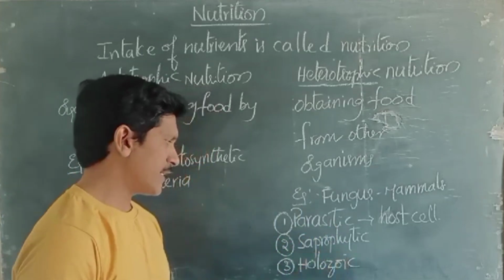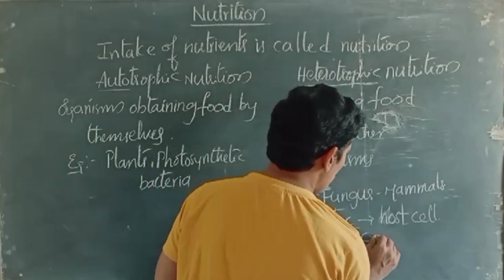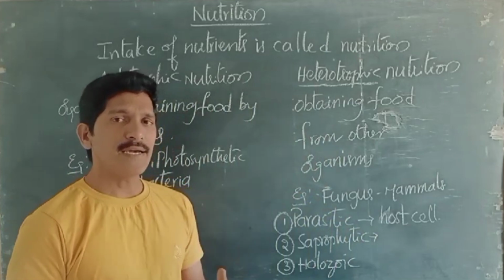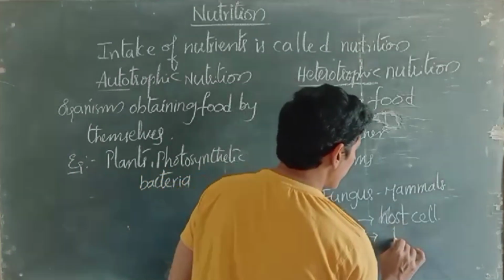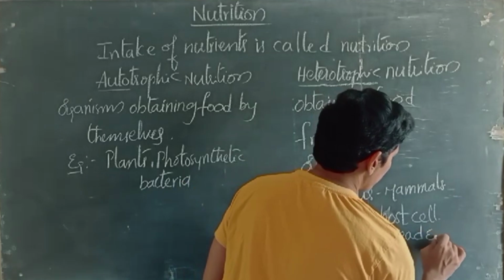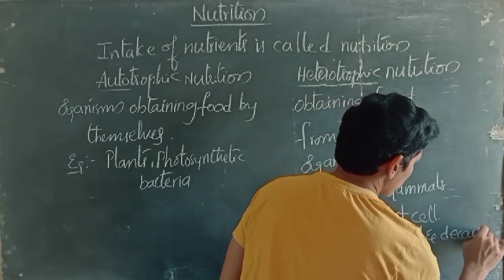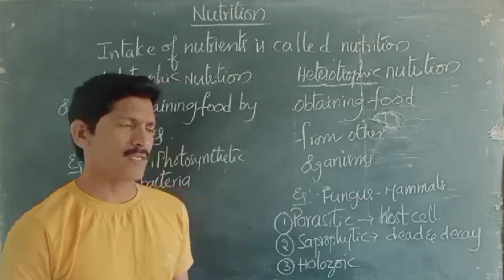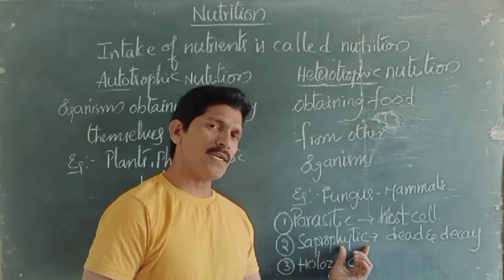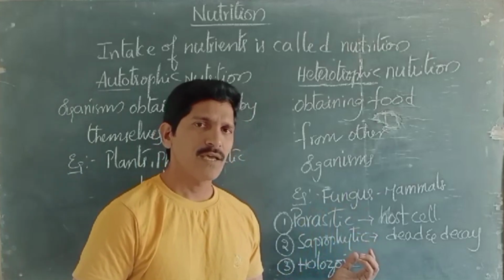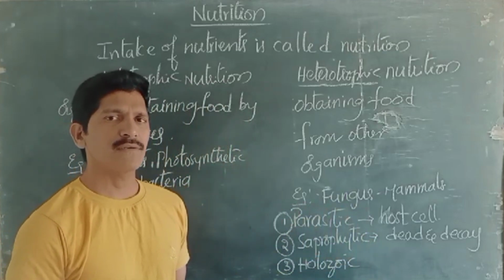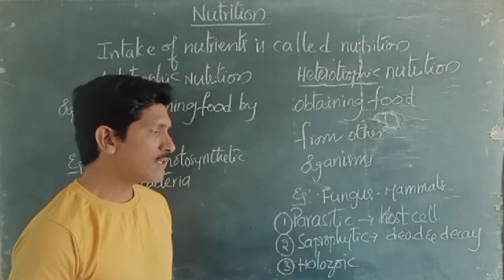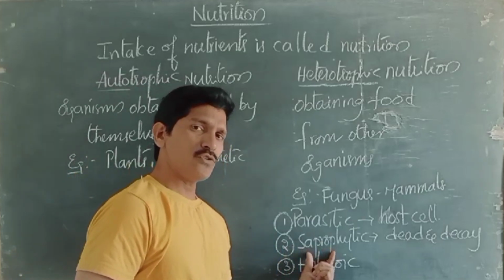Parasitic nutrition. Now saprophytic nutrition. Saprophytic refers to organisms obtaining food material from dead and decayed matter. Generally we know that fungus and bacteria, after the death of plants and animals, decompose them in the soil, right? So that comes under saprophytic nutrition.